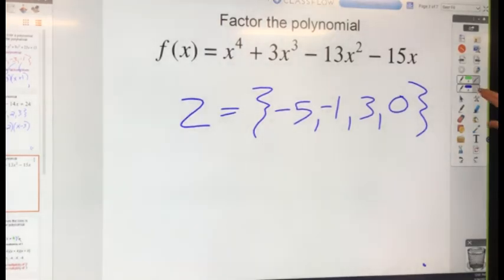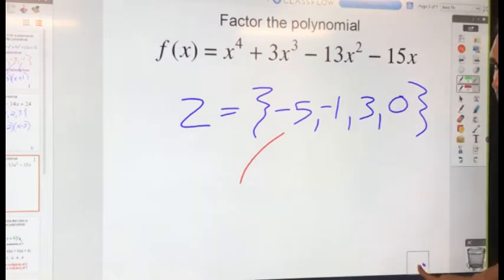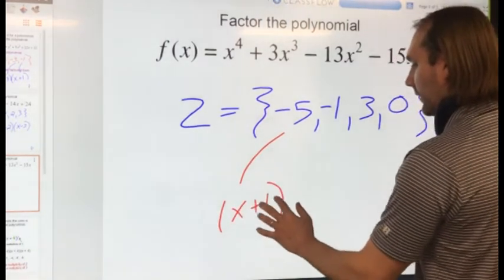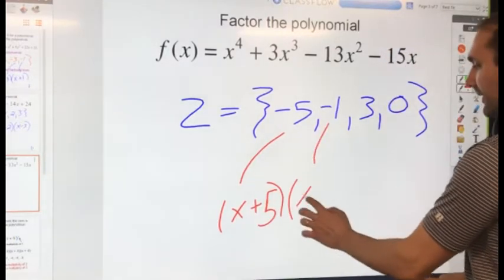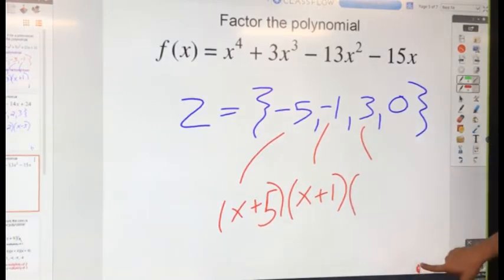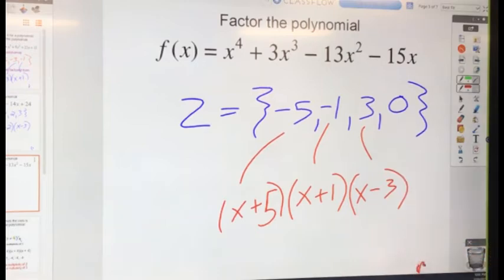Now let's put this in factored form. What's the factored form of -5? X plus 5. What's the factored form of -1? X plus 1. What's the factored form of 3? X minus 3. And what's the factored form of 0?